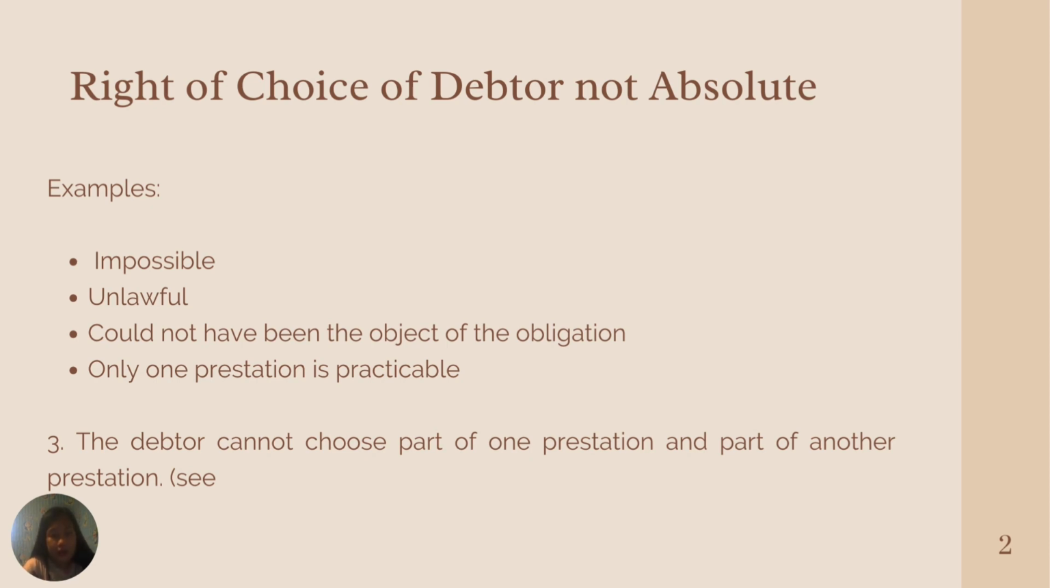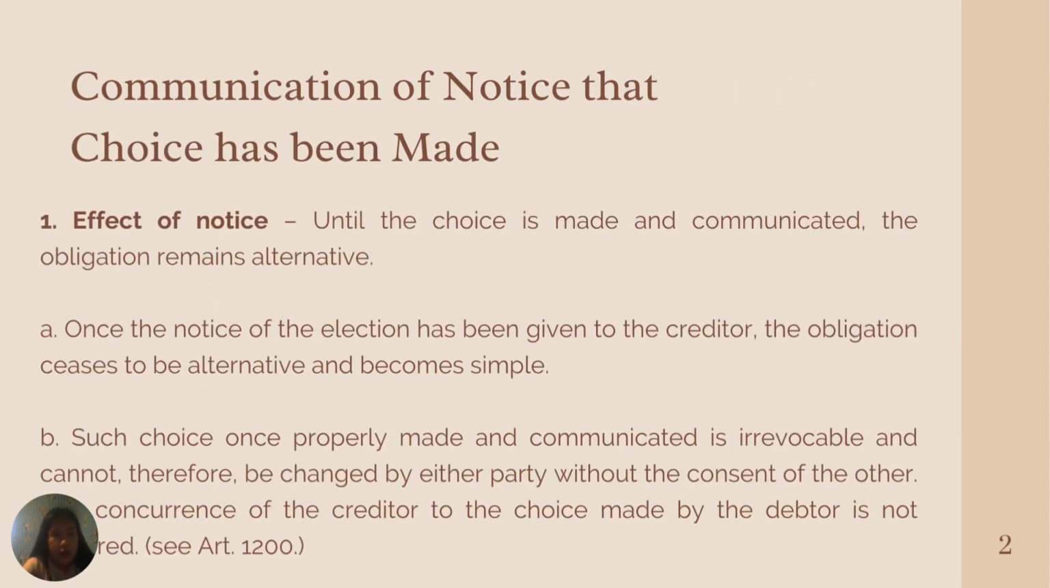Okay, so the third limit on the right of choice of the debtor, not absolute, is that the debtor can choose part of one prestation and part of another prestation. So you can see this in Article 1199, Part 2. Okay? So when communication of notice is made, the choice has been made. So we have the effect of notice.